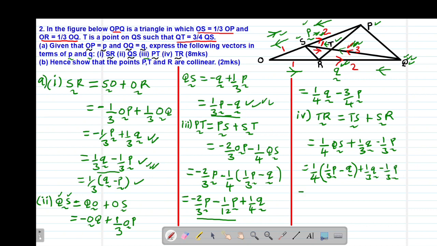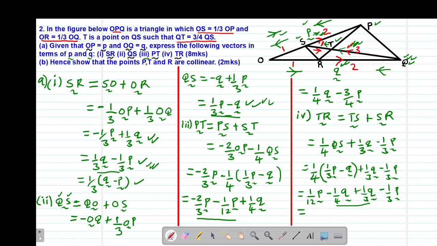Then if I open this bracket, I'm going to have 1 over 4 by 3, I'll get 1 over 12 vector p, then minus a quarter times q, I'll get negative a quarter q, then plus a third q, then minus a third p. On simplification, I'm going to have the following. We have p here, then you also have a vector p on the further end here. The other one is, I can start with q because this will give me a positive value.